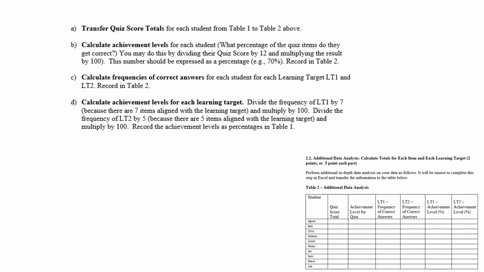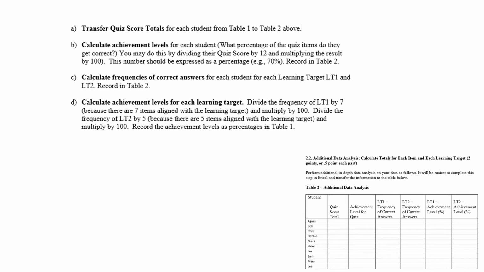If you can't do that in your head, you can do it with a calculator. And so Agnes's first 2 columns would look like this. Quiz score total would be 11, and achievement score would be 91.7%. You're going to change all of those quiz score totals for all the students into achievement level percentages.